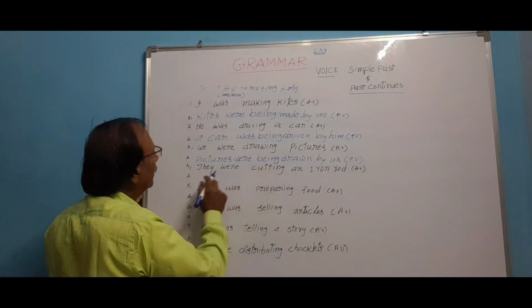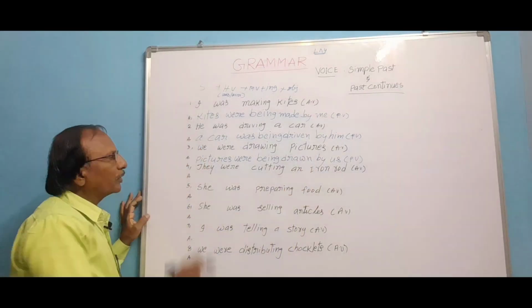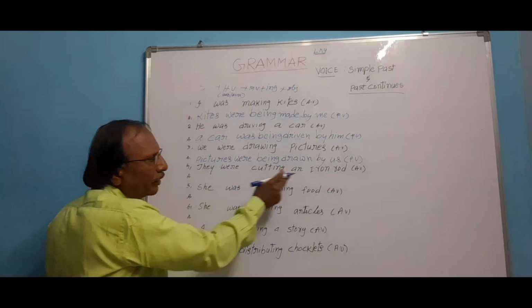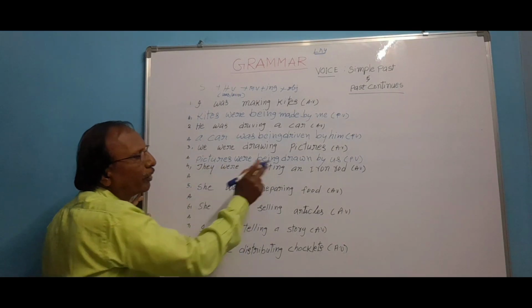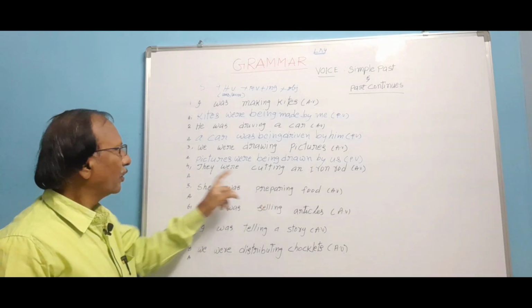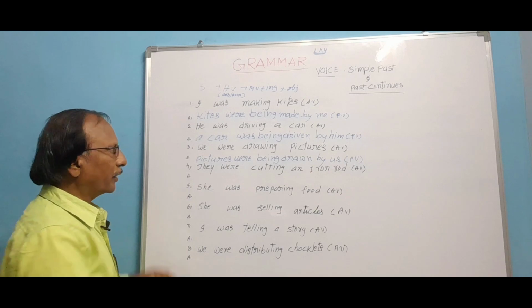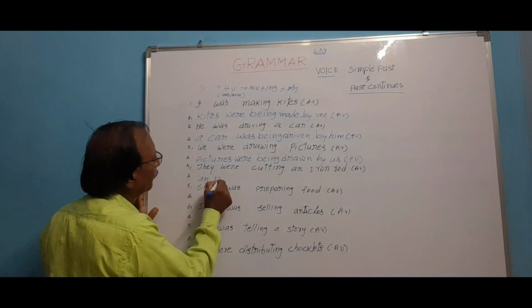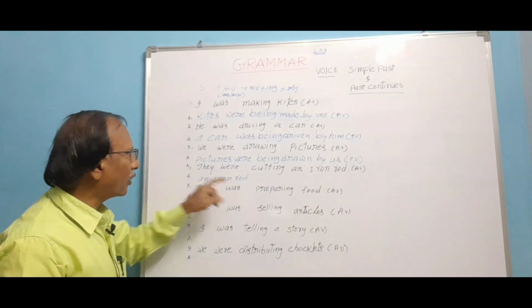And here, look here, they were cutting an iron rod. They, subject, were cutting verb. Helping verb, were, main verb, cutting. They were cutting an iron rod. An iron rod is object. Let us write an iron rod. We have written object in subject part, an iron rod.